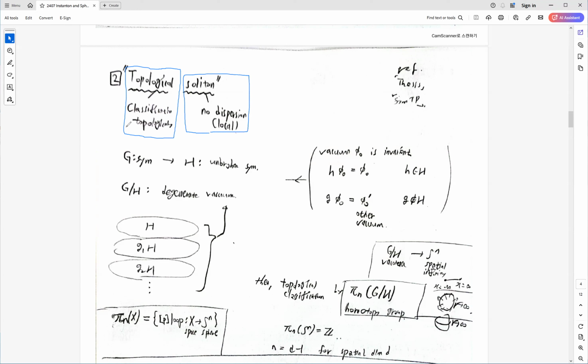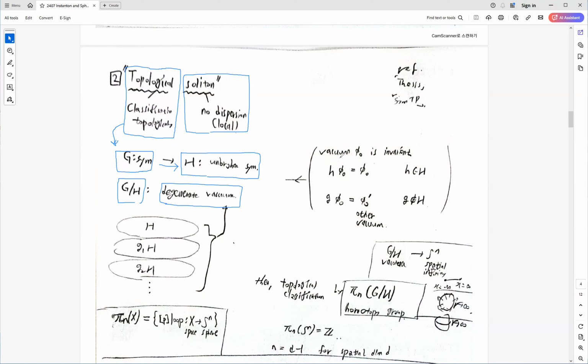We will talk about why the topologies are somewhat very simple here. So there is spontaneous symmetry breaking that exists in such a topological solution. For high energies, the symmetry is given by the group G, and it is spontaneously broken to the unbroken symmetry subgroup H. Then the quotient group G over H corresponds to the degenerate vacuum. So it can be shown like that.